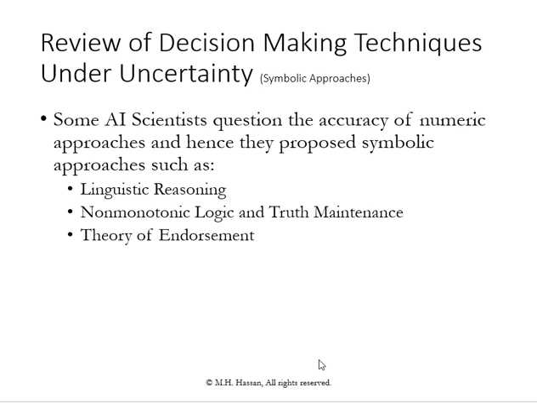Also, some AI scientists question the accuracy of numeric approaches, and hence they propose symbolic approaches to decision-making, like linguistic reasoning, non-monotonic logic, truth maintenance, and the theory of endorsement. So as we can see, there are many decision-making theories and approaches which will allow you to make decisions.